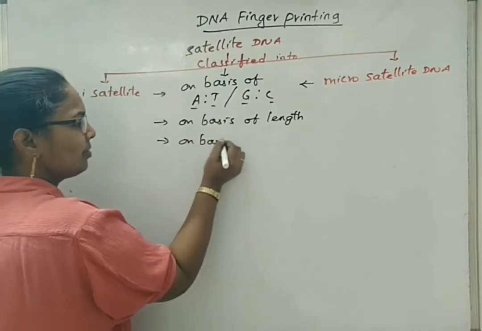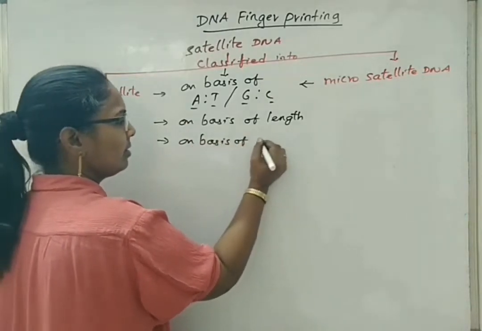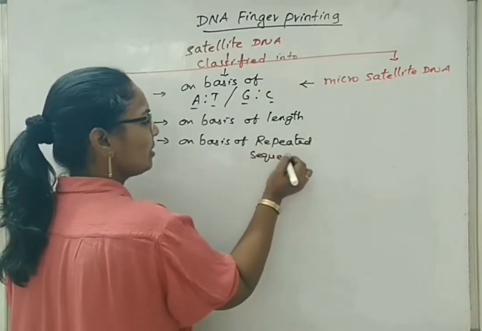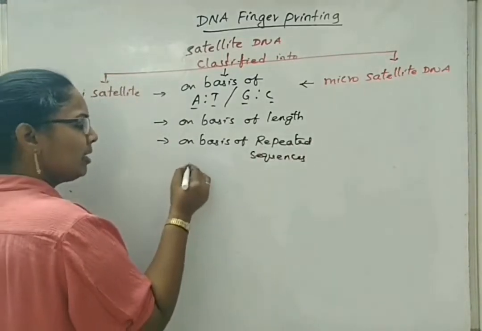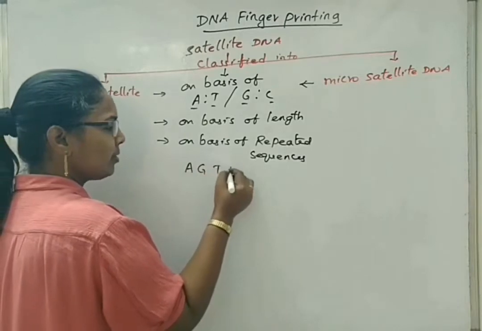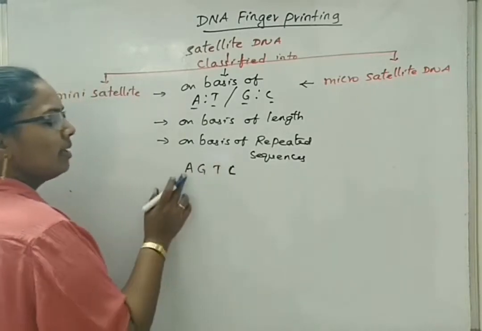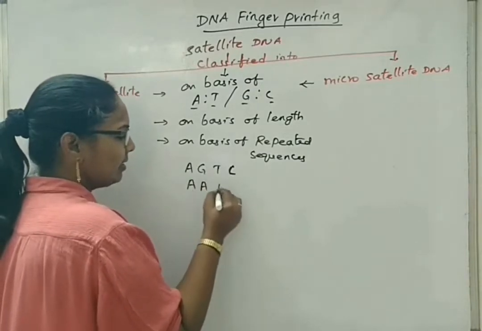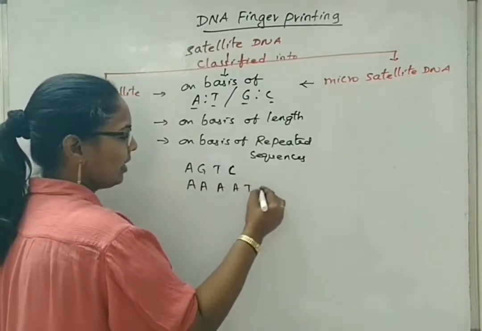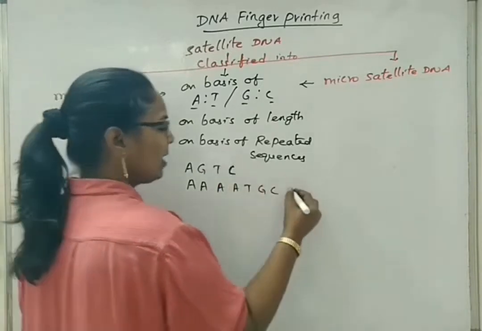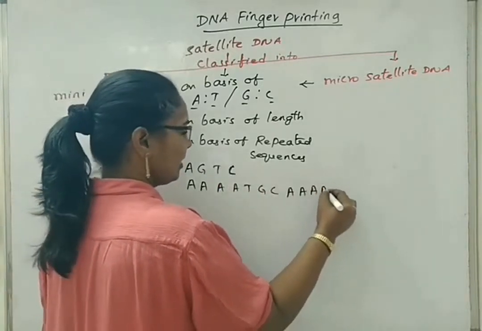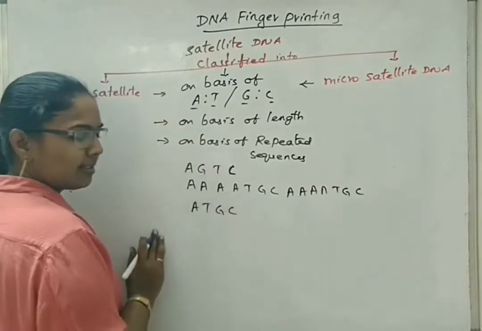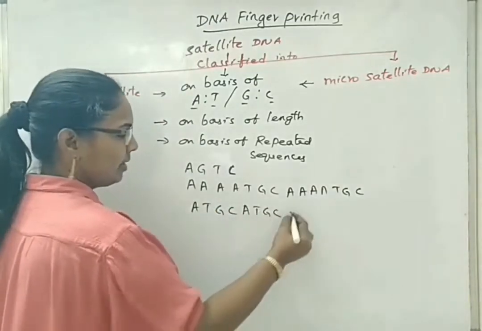What is meant by repeated sequences? We know that we have only 4 different types of nitrogen bases: adenine, guanine, thymine and cytosine. Sometimes in satellite DNA, these can be arranged like this. For suppose A, T, G, C. Again, this will be continued: adenine, adenine, adenine, adenine, thymine, guanine, cytosine. If it is arranged like this, again it will be repeated, again it will be repeated.